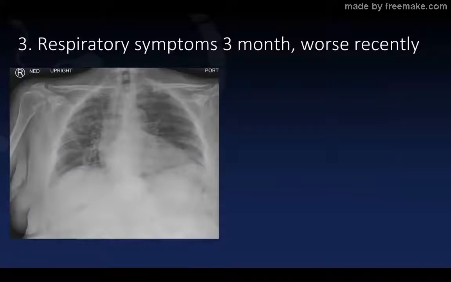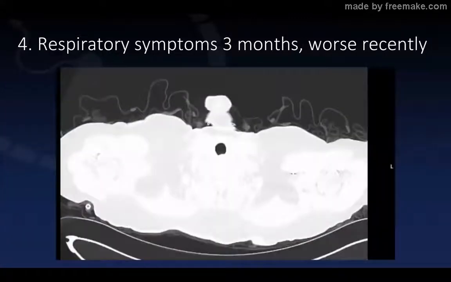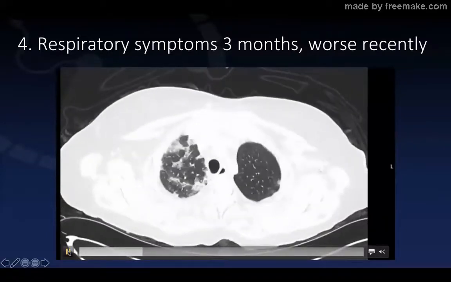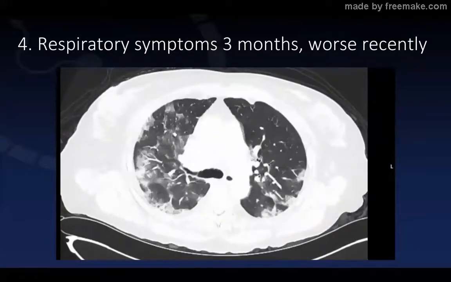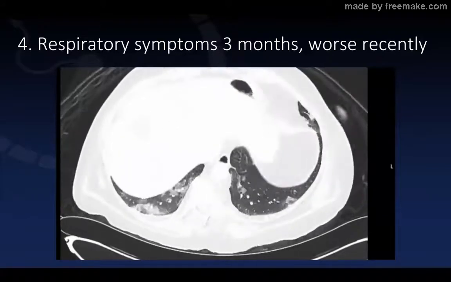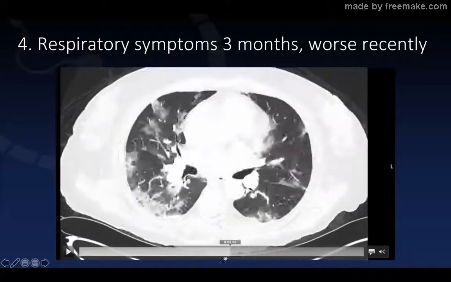This woman had respiratory symptoms starting 3 months ago, back in December, and in the past 3 weeks has been getting progressively worse. And the chest x-ray shows, again, ill-defined opacities in the lungs, somewhat subtle, but definitely there. And 4 days later, there's progression of ill-defined opacities. CT scan, again, shows patchy areas of ground glass and more consolidated opacities, as you can see here. And somewhat subtle findings here.